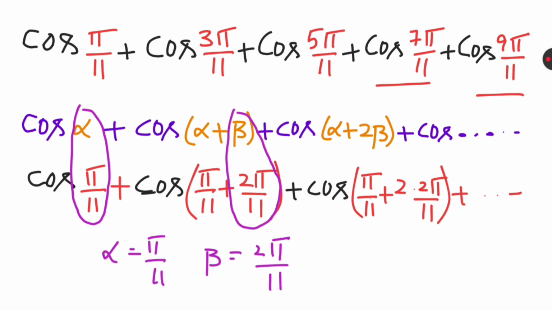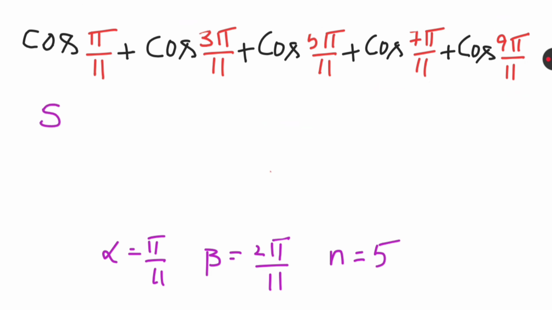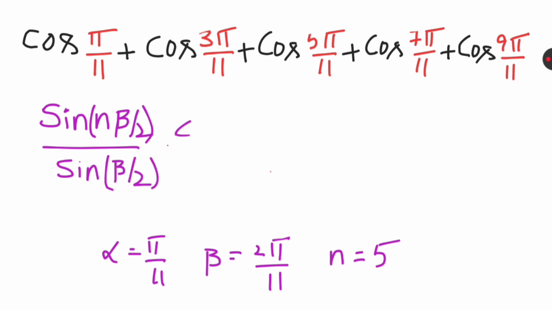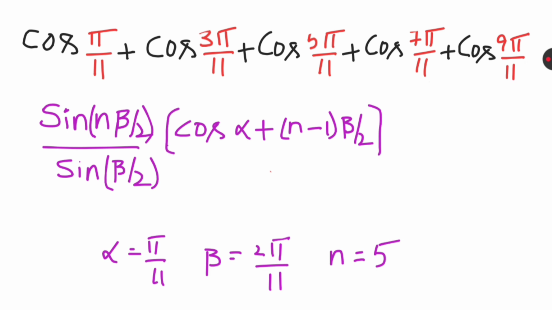And also you need to check how many terms are given. So how many terms do we have? We have 1, 2, 3, 4, 5. That's it. So we have 5 terms. Now we know alpha, we know beta, we know the n value. Simply you have to use this beautiful and useful trick, which is sin(n beta by 2) by sin(beta by 2) times cos(alpha plus (n minus 1) beta by 2). Now just simply substitute these alpha, beta, n values in this formula.